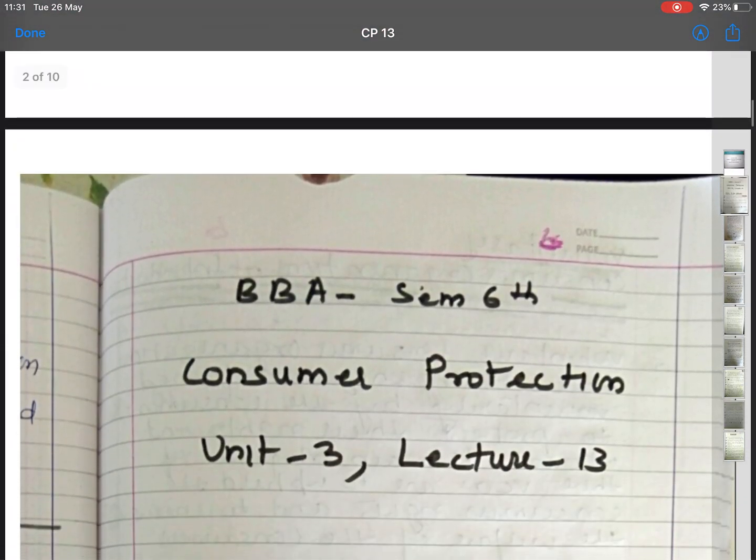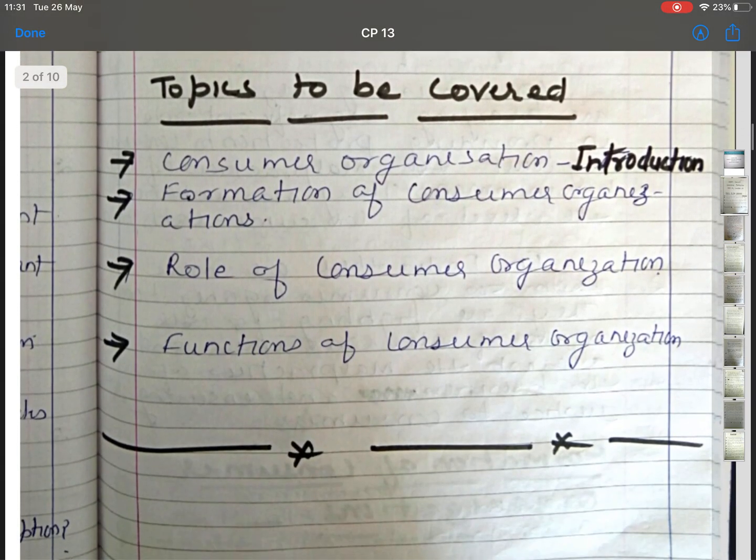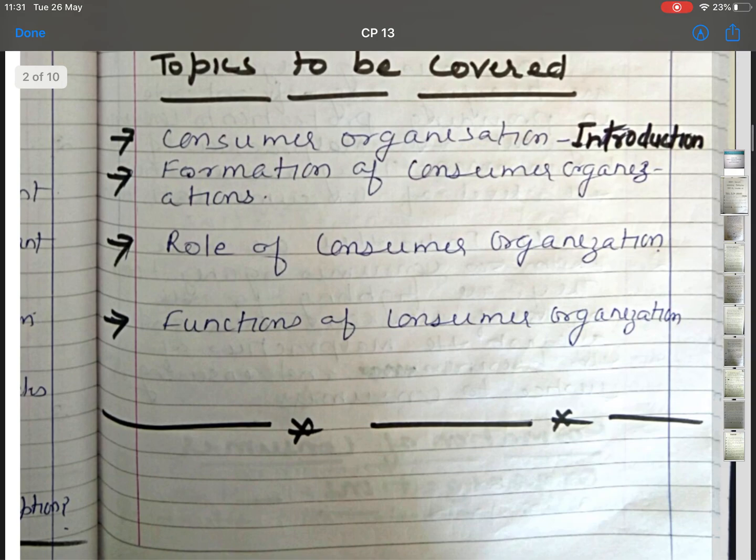The topics I am going to cover in this lecture are consumer organization. I will give you a brief introduction of the consumer organizations. Second is formation of consumer organization, role of consumer organizations, functions of consumer organizations. Then I'll be discussing problems or challenges of consumer organizations.